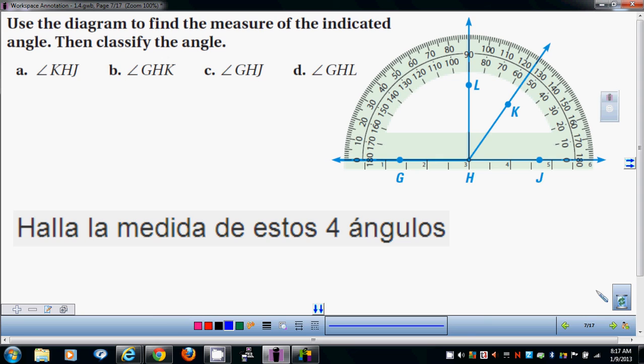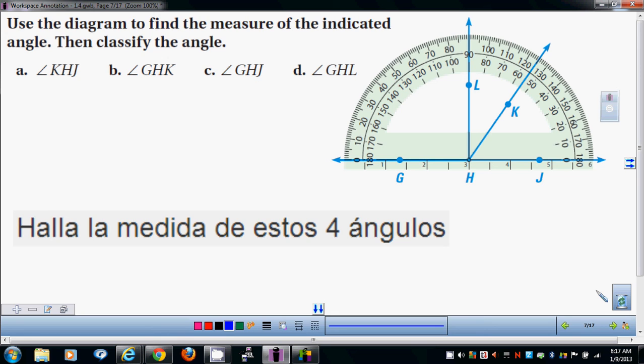Let's see. Who's going to start out picking on this? Jasmine, what is the first angle, KHJ? What's the measure of that? Let's see. K, it is acute, and what's the measure of it? Very good. That's right, about 55. These are in your book, which I noticed you noticed. That's very good.